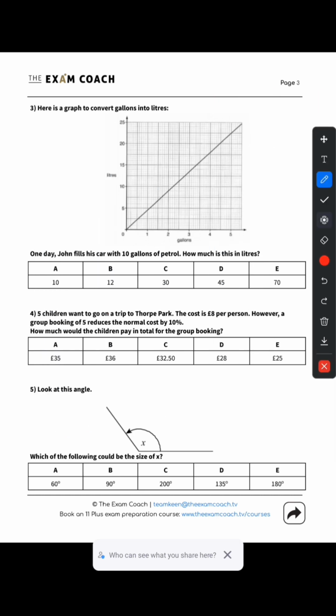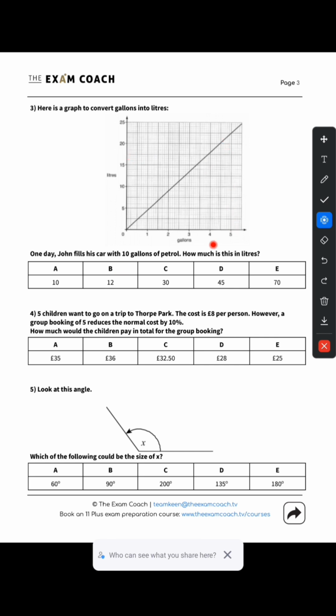The next question. One day, John fills his car with 10 gallons of petrol. How much is this in liters? Okay, this is a chart showing the conversion of gallons to liters. So 10 gallons of petrol, this is where gallons are 1, 2, 3. You can see that 1 gallon means 5 liters, 2 gallons means 10 liters, 4 gallons means around between 15 to 20 liters, and 5 gallons.